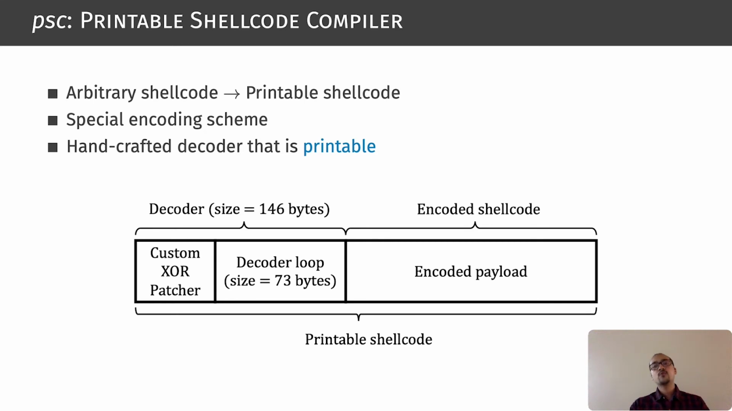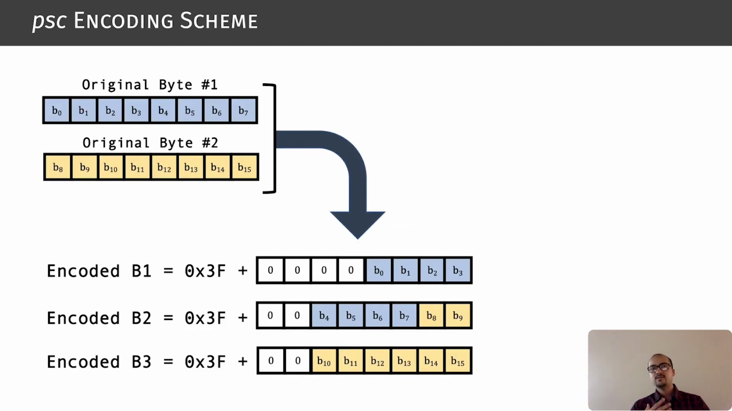Now let's look into the encoded payload. This slide describes the encoding scheme that we use. As you can see, we take 2 bytes from the original arbitrary shellcode that's input to the tool, and we expand them into 3 bytes. The bits from the original bytes are copied into these respective positions, as you can see from the color coding. And once these bits are copied in, all these bytes individually are incremented by 3f.